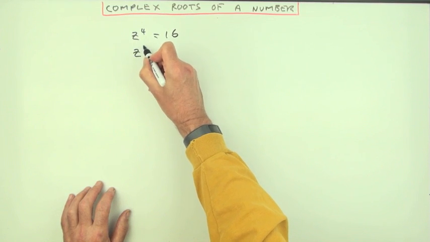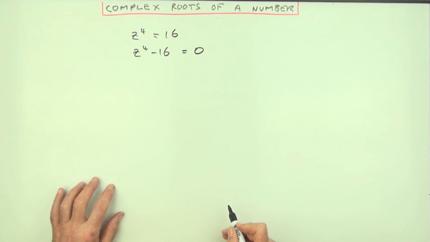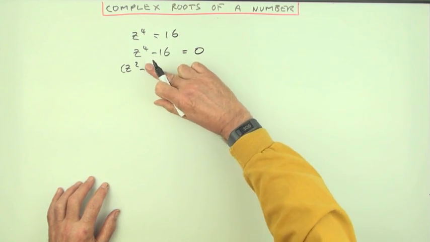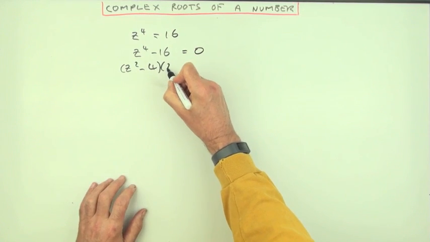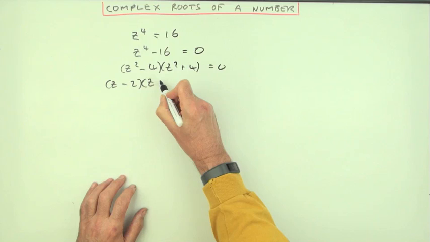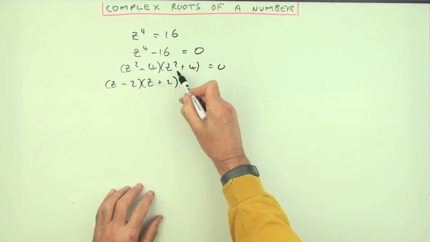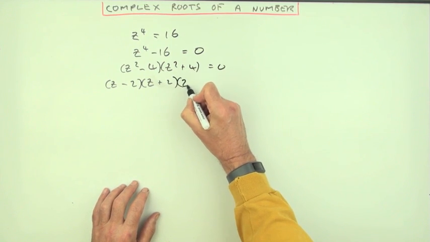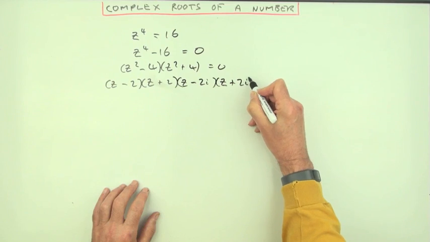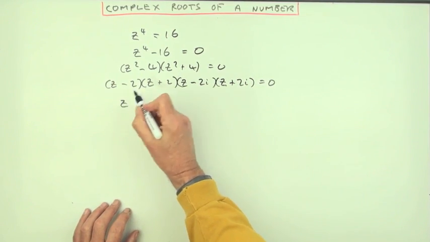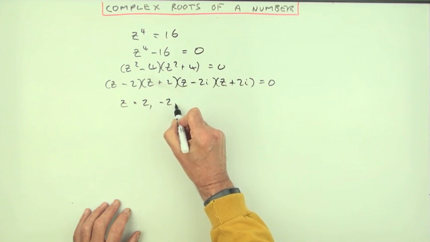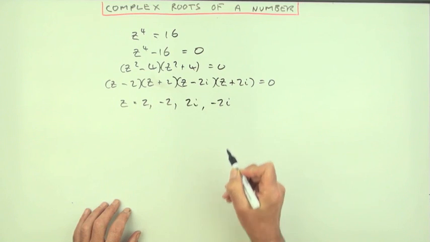Well, let's just do it the polynomial way. So what's that? Well, there's the difference of 2 squares. So z squared minus 4, z squared plus 4. That's the difference of 2 squares: z minus 2, z plus 2. Well, there are those 2 that I knew. And you can treat that as the difference of 2 squares as well, as in z minus 2i and z plus 2i. So the 4 roots, and with power 4 there should be 4 roots, are 2, -2, 2i, and -2i.